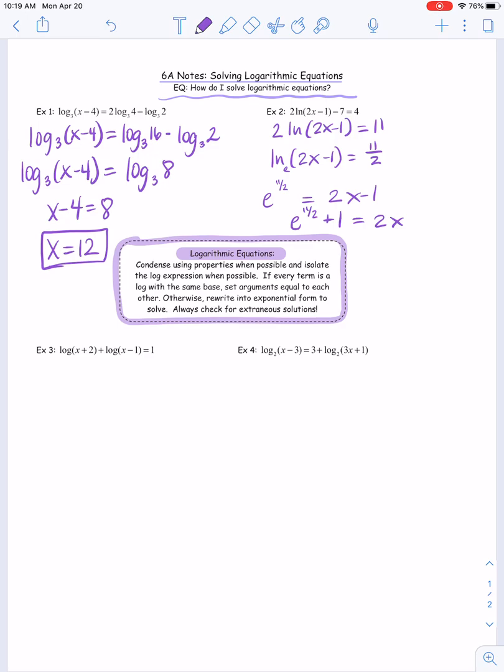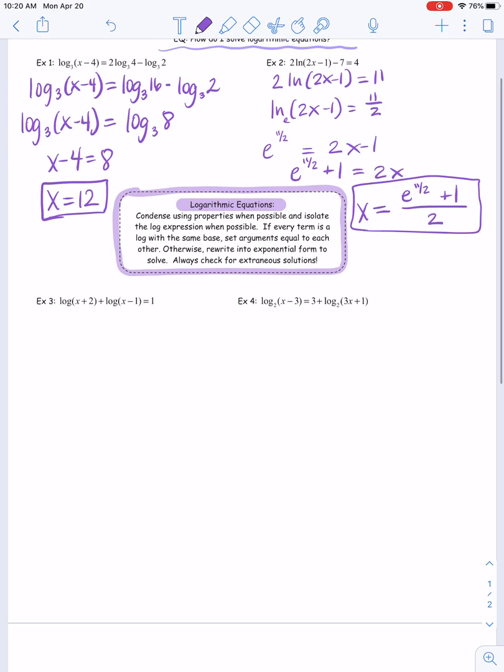Yes, this is going to look ugly, but that is okay. E to the 11 over 2 plus 1 over 2. That is my final answer because that is a number and that is the exact form. We want to leave it in exact form. If the direction said to round or estimate, then you could type in your calculator e to the 11 over 2 plus 1 divided by 2. That's your value of x.